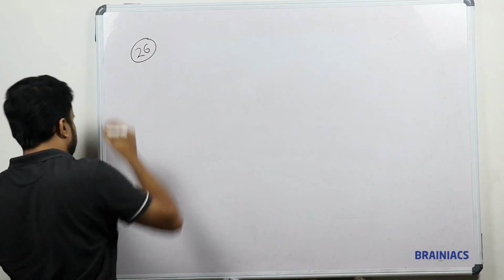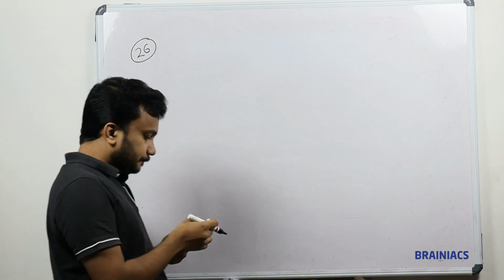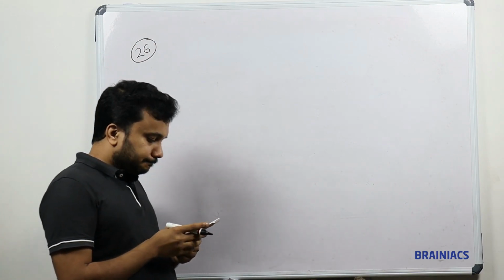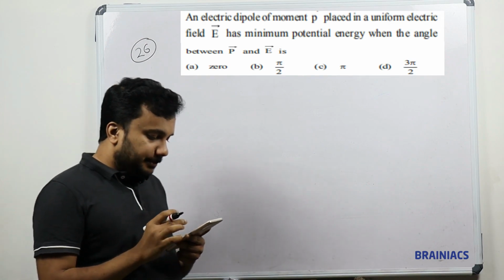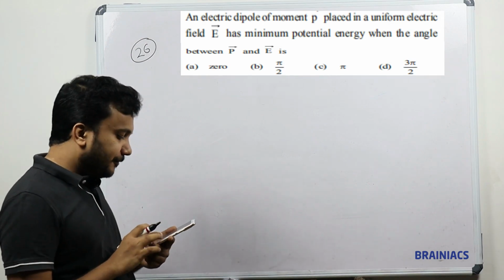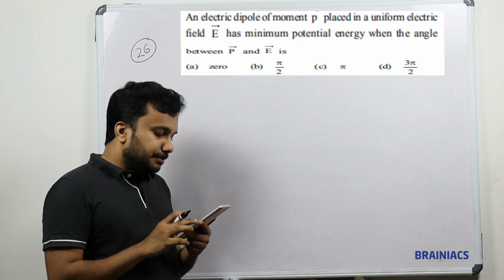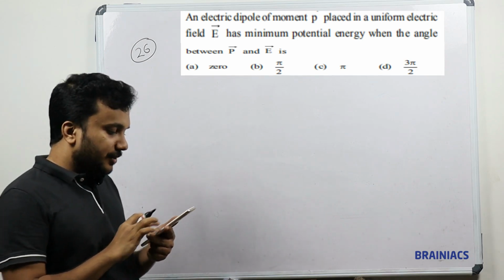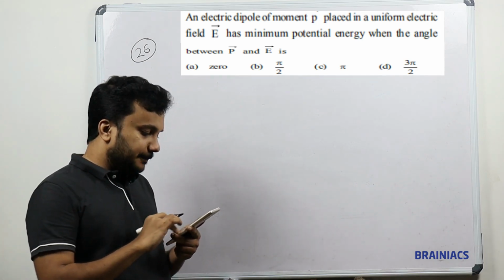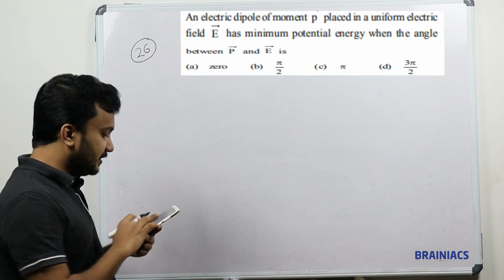Question 26. An electric dipole moment P placed in a uniform electric field has minimum potential energy when the angle is how many degrees? So that is the question for 26.